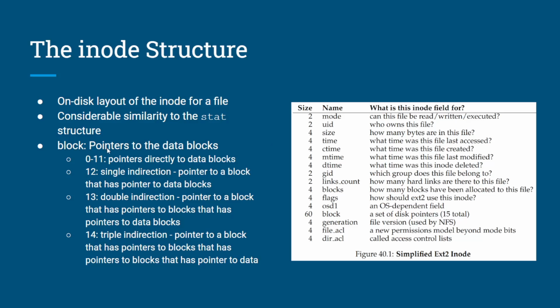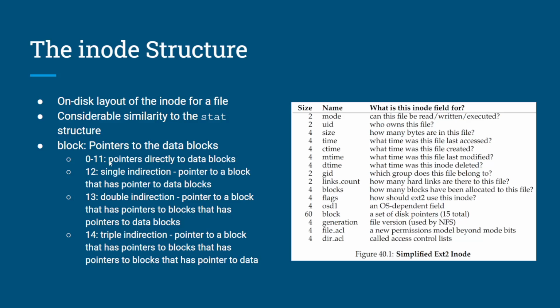Block is actually pointers to the data blocks. The first 12 entries in the ext2 file system point directly to a data block. So for the first 12, 0 through 11, those entries store the block number where the data is located. So for any file that I create that is under 4K, that's going to be contained within the first block, or the 0 entry.